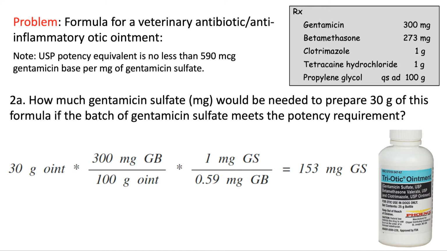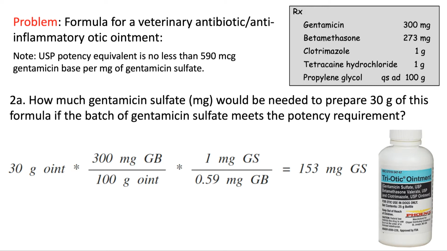gentamicin base. So looking up at my note, I was given a relationship that for every 1 milligram of gentamicin sulfate, there would be 0.59 milligrams of gentamicin base. Now I skipped a step where I converted 590 micrograms to milligrams. So realize there's 1,000 micrograms per milligram. So to convert micrograms to milligrams, you divide by 1,000.